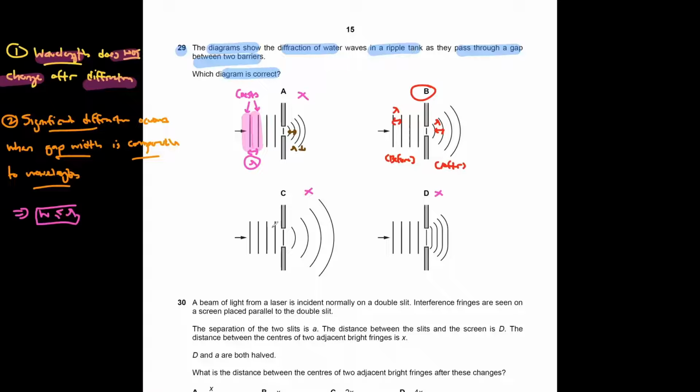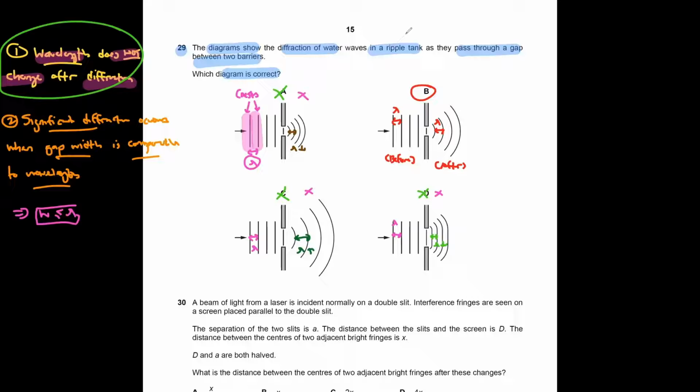And then if you look at C, this is your wavelength. After diffraction, it is now like this. Your wavelength has increased. The same could also be said for D. Your wavelength before this was like this, but then after your diffraction, it suddenly became smaller. So based on the first criteria itself, you have already eliminated A, C, and D. Only B seems to have the same wavelength.